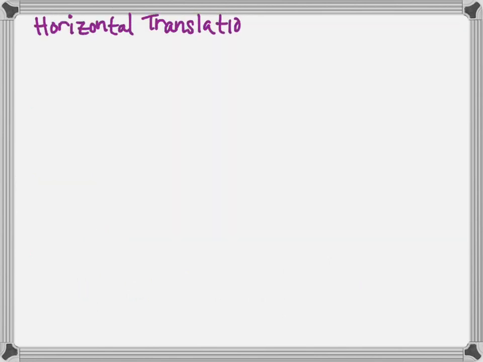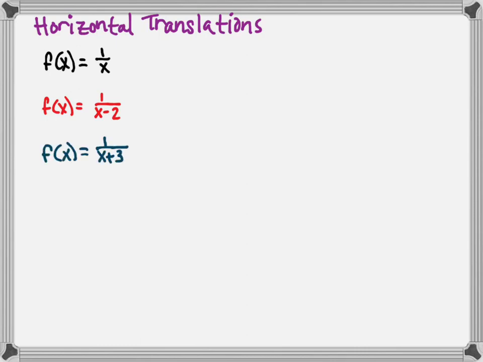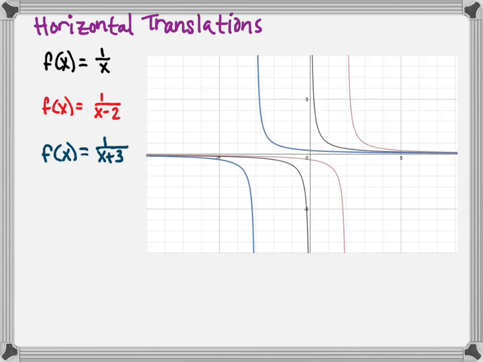And finally, let's look at horizontal translations. So we'll look at our parent function, f of x equals 1 over x. We'll look at f of x equals 1 over x minus 2. We'll look at f of x equals 1 over x plus 3. Here's our graph. Again, the parent function is in black. F of x equals 1 over x minus 2 is here in red.